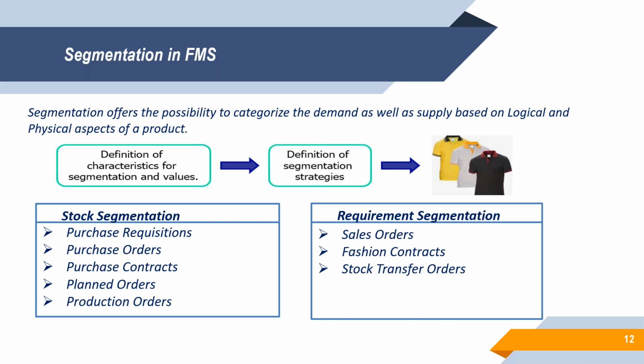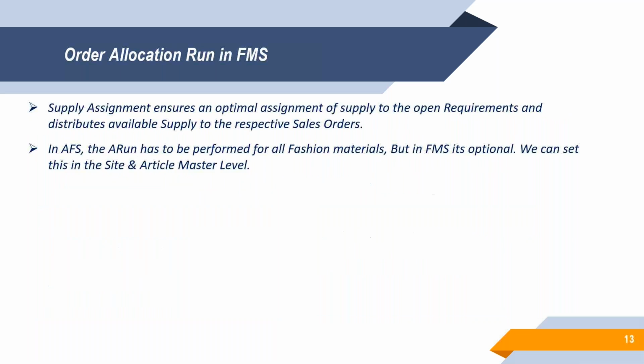If you can see here, first we create the characteristics, then we create something called the segmentation structure, then something called the segmentation strategy, and both we link in the article master. And of course, the segmentation affects the purchasing related transactions, also the sales relevant transactions. So the segmentation related to purchasing, we call the stock segmentation, and the requirement segmentation is generated in terms of the sales orders, fashion contracts, and the stock transfer orders.